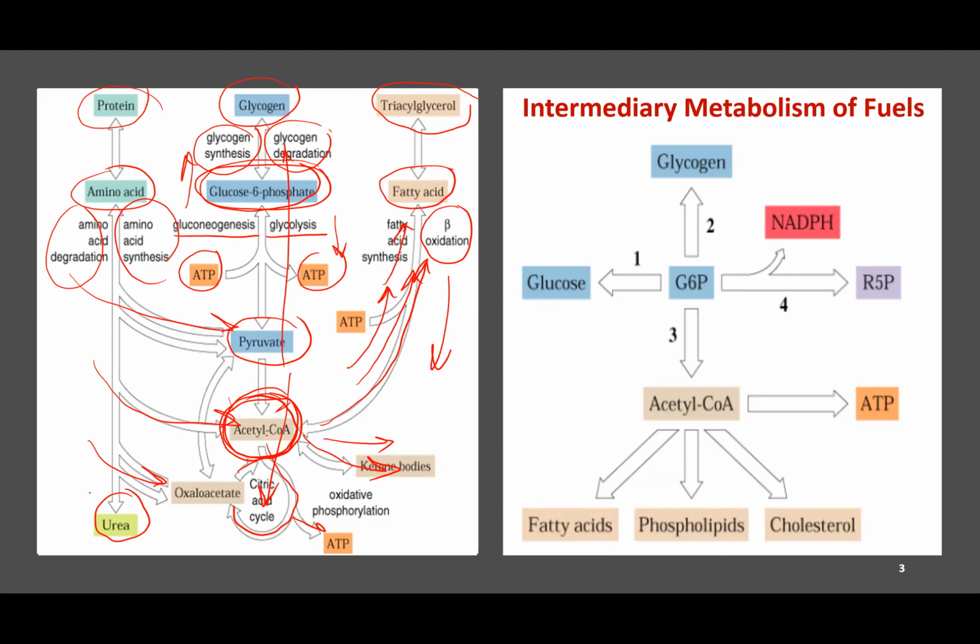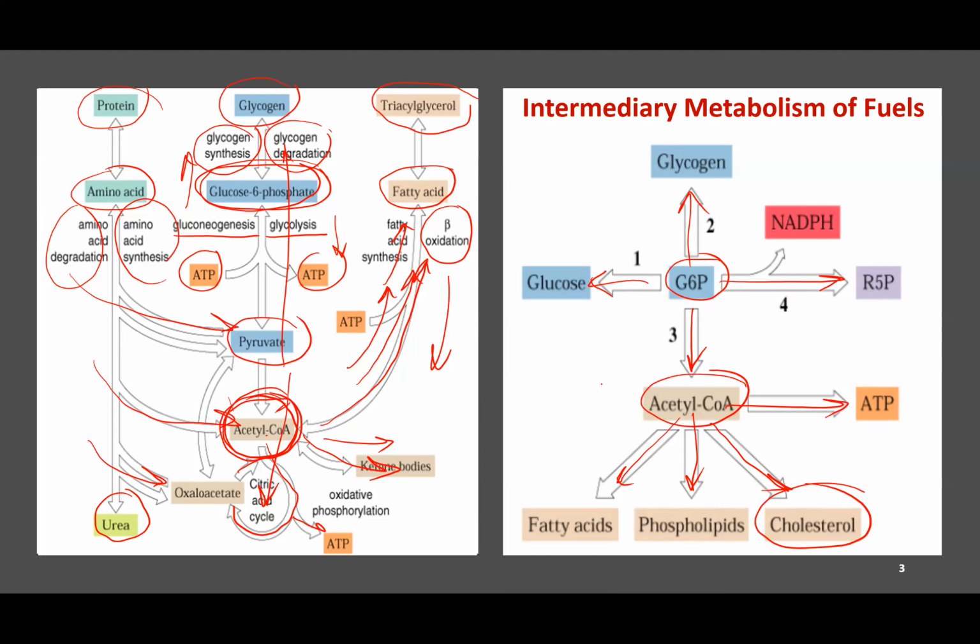So the intermediary metabolism, as I told you, G6P is the central molecule. It can go to glucose, it can go to glycogen, it can go to ribose 5-phosphate, it can go to acetyl coenzyme A, depending upon the requirement. This acetyl coenzyme A can generate energy and carbon dioxide. This can lead to phospholipids. This can lead to cholesterol synthesis. This can lead to fatty acids. The primary cholesterol also is synthesized from acetyl coenzyme A.